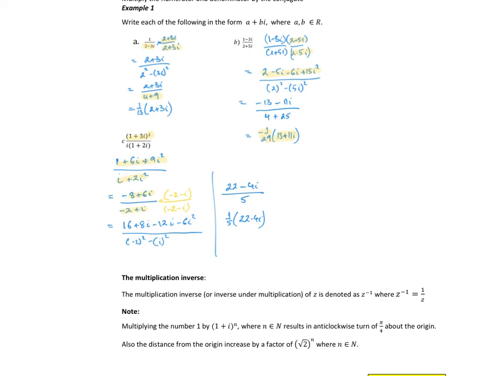I guess with this one here, that's not the same as i minus 2 and then multiplying by i plus 2. Okay. You'll find that if you do that, you'll end up with a negative 5 instead of a 5. All right. So just make sure you put the conjugate down properly. And if we do all that, then we end up with our 1/5 of 22 minus 4i.